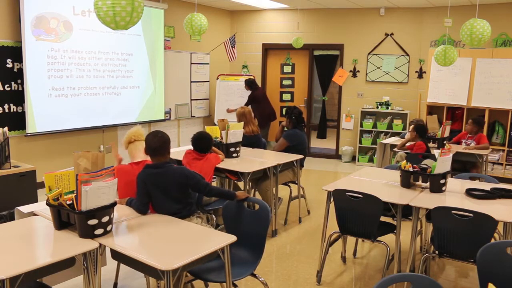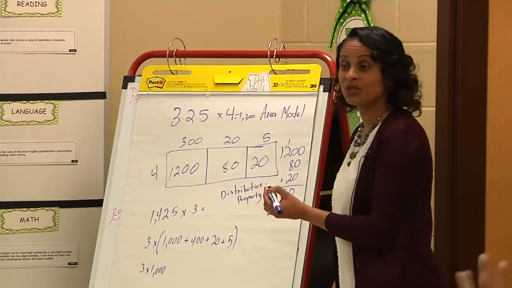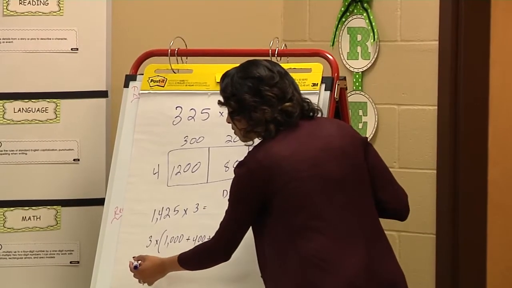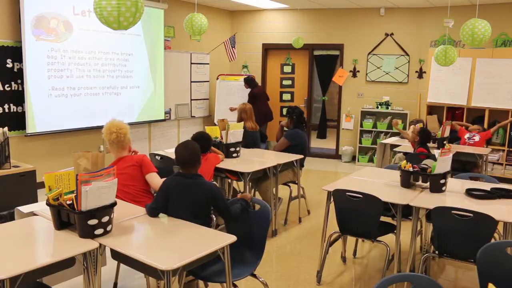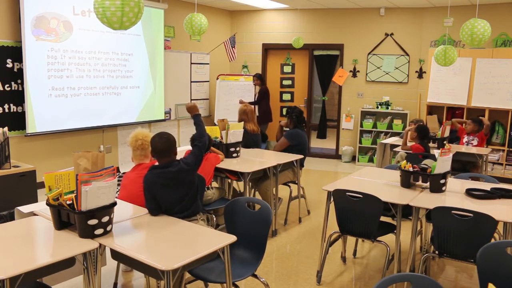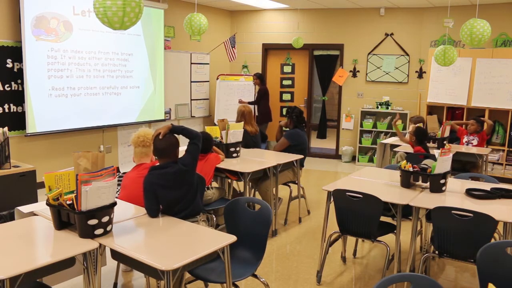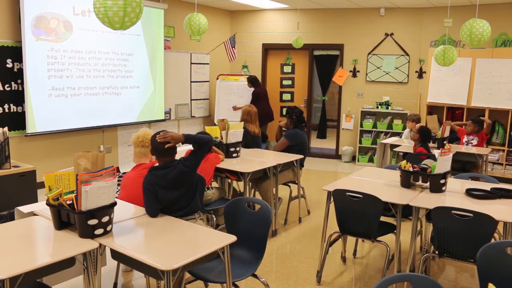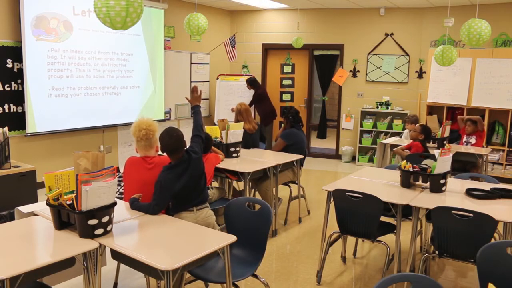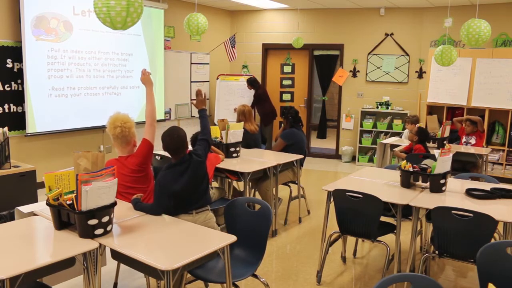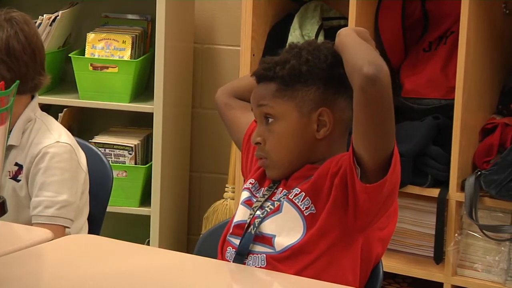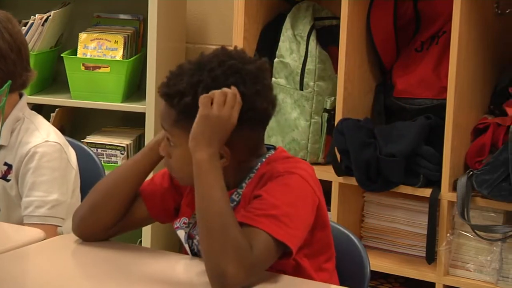times 1,000. Very good. What am I going to do next? Then you need to put parentheses in front of the 3 and behind the 1,000. What are we going to do next? 3 times 400. You have to put a plus sign and the parentheses. Very good.